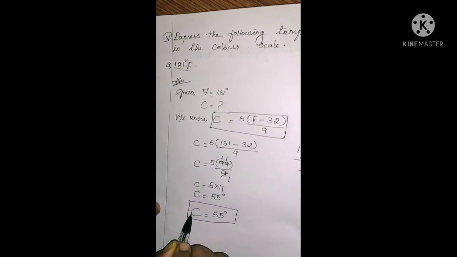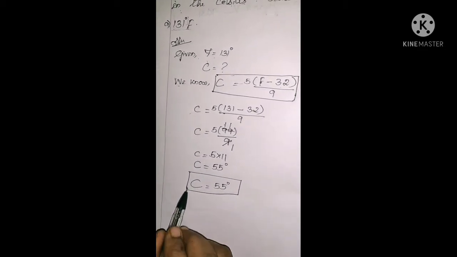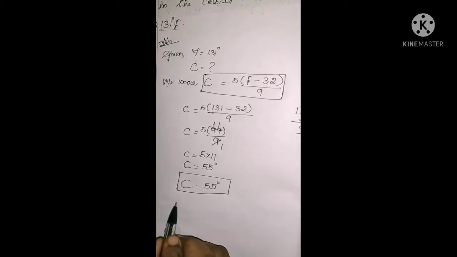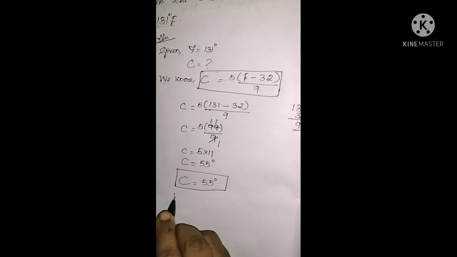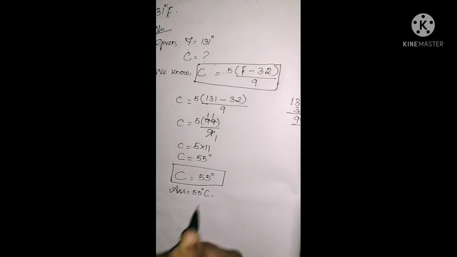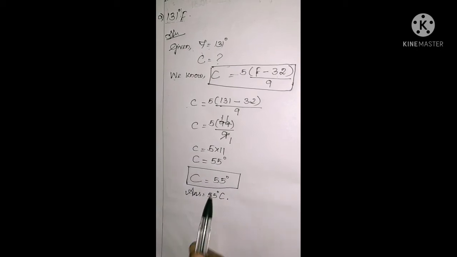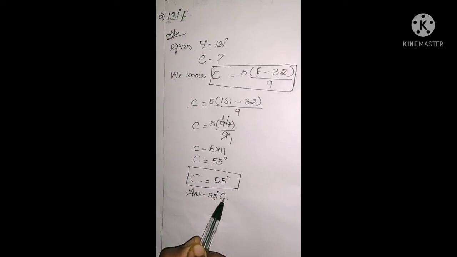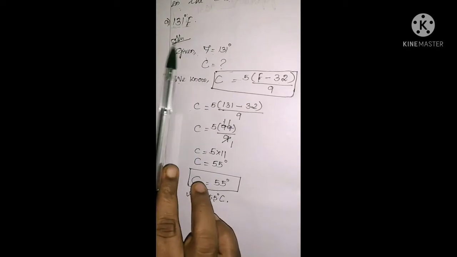So now we have converted Fahrenheit to Celsius. C is equal to 55 degrees. I can write here, answer is equal to 55 degrees Celsius. So 131 degrees Fahrenheit is equal to 55 degrees Celsius. Here they have asked to convert to Celsius.